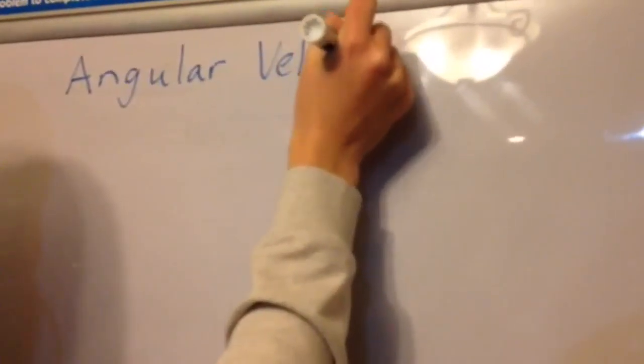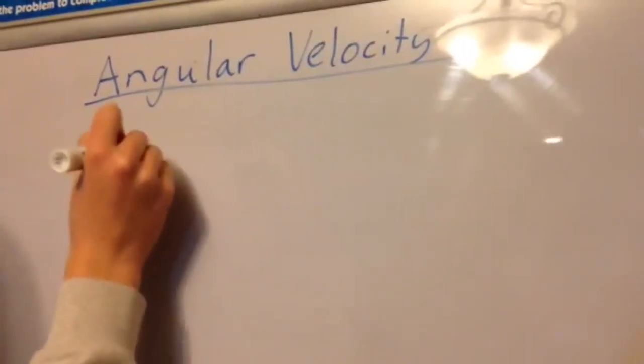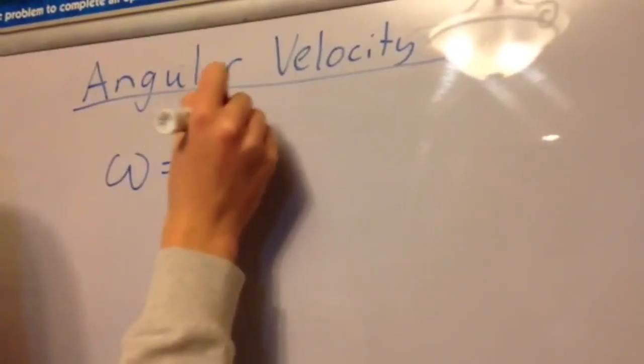Angular velocity is defined as the rate of change in angular displacement of an object. It is measured as the ratio between angular displacement over time.